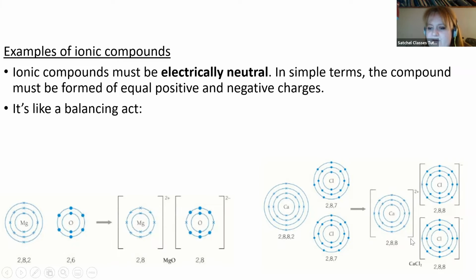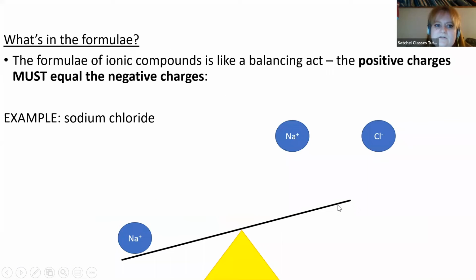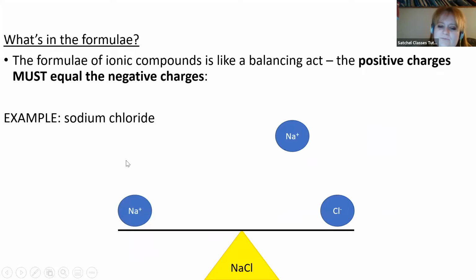Now they're all happy because this forms a 2+ ion, and the two 1- ions: 2+ plus minus minus, overall 0. Everyone is happy. Let's have some more examples. The best way of knowing this is just lots of examples. You'll get used to it. The formula of an ionic compound is like a balancing act: the positive charges must equal the negative. Sodium 1+ balances 1 chlorine, sodium chloride. This is what you put on chips. I mainly put it on chips, so it's salt.